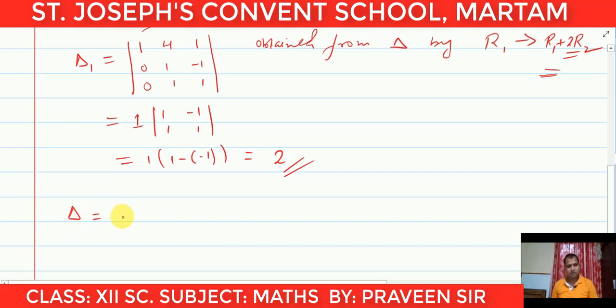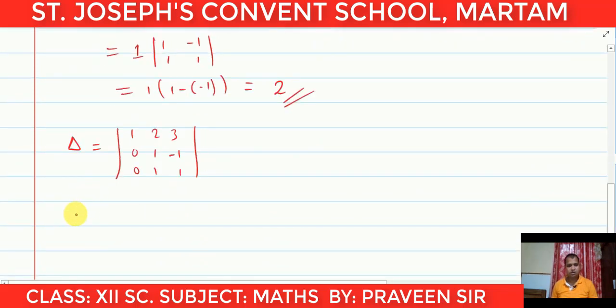So in this, with the same determinant 1 2 3, 0 1 minus 1, 0 1 1, let's obtain one determinant. Here what I will do is, I'll multiply each element of row 2 by 3, and row 3 elements I will multiply by 2, and I will add to the first row. So first row is this. I'll multiply these elements by 3, and then I'll add to the corresponding elements.